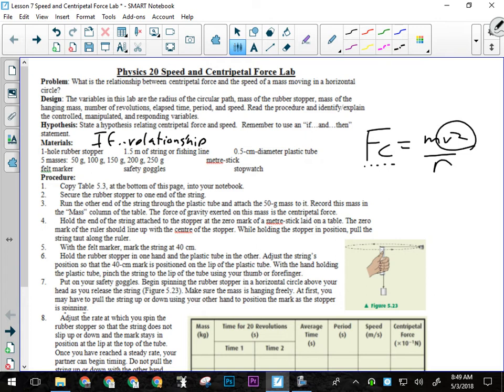The and part, as always, describes the experiment, and the then part should tell me what your graph is going to look like. What's going to happen? Kind of both of those things should be in there. What will happen to speed as centripetal force increases, and what's the graph going to look like? Those are the two things that should be in the then part.